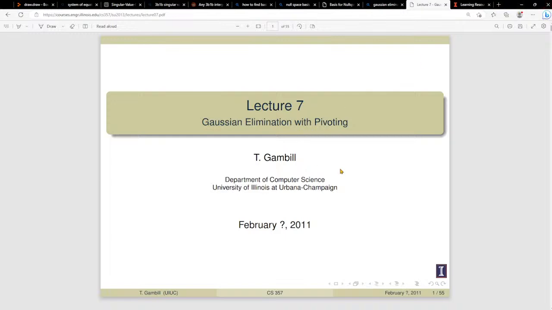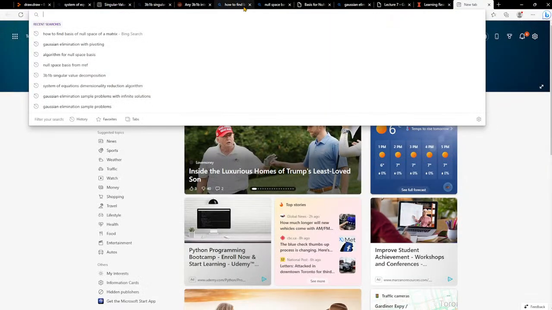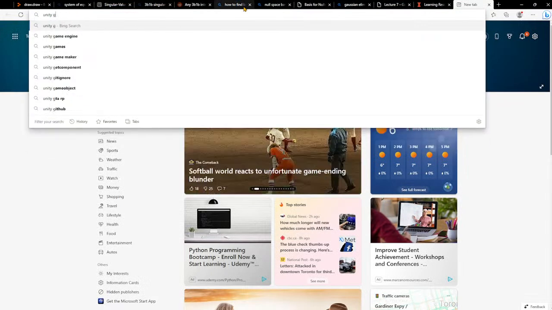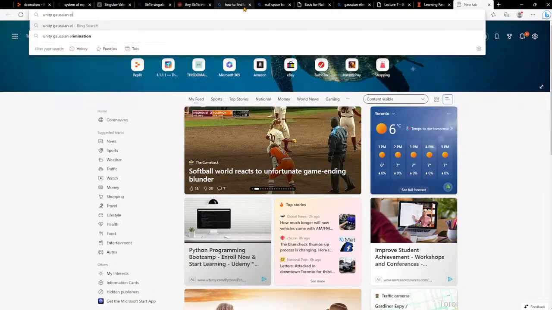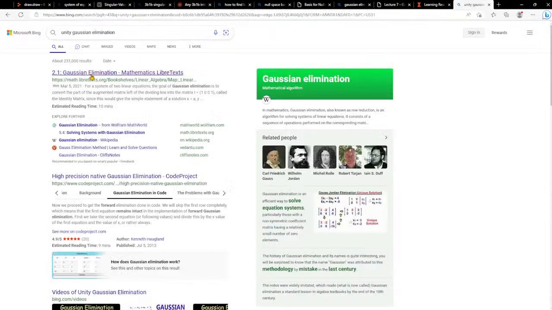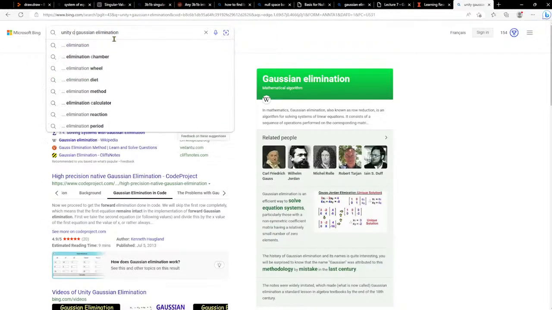Well, it would be nice to use... Okay, I am doing this project in Unity. I might show you the Unity thing I've started. Unity, Gaussian elimination. There's got to be someone who's already written this. C#.